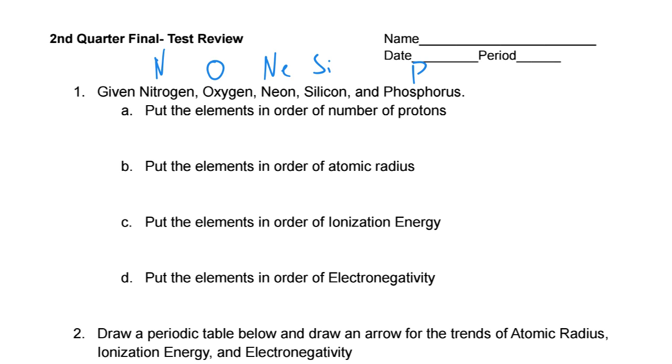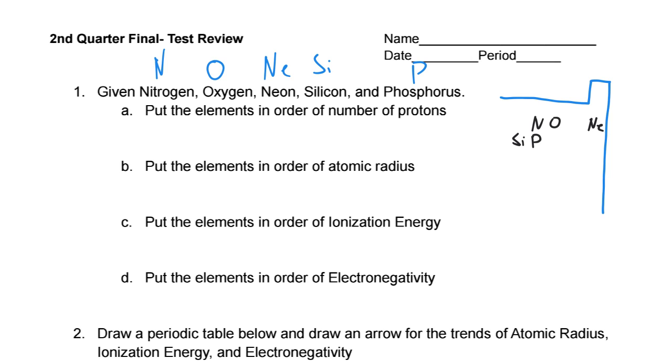So before I start putting these in order, I'm going to draw a little periodic table. I'm just going to zoom in on the upper right where these elements are and put them in their relative spots. So we've got neon right here. We've got nitrogen and oxygen. We also have silicon and phosphorus right below like this. So silicon, phosphorus, nitrogen, oxygen, neon.